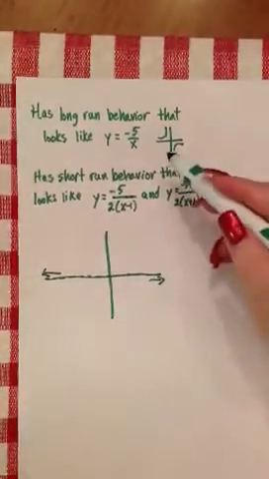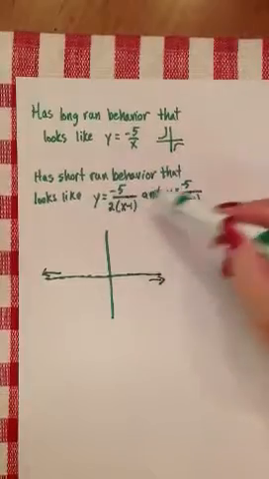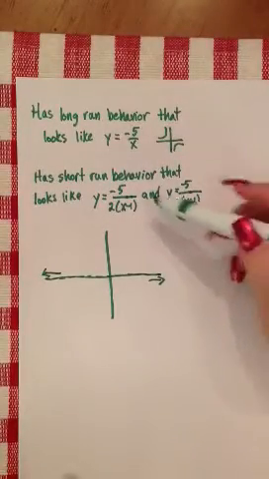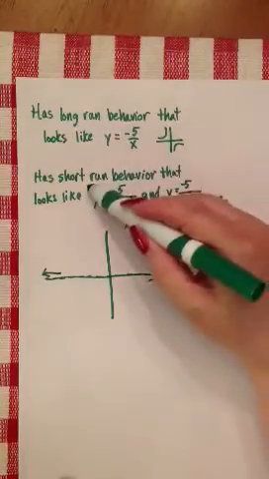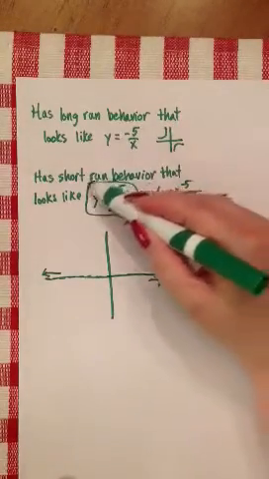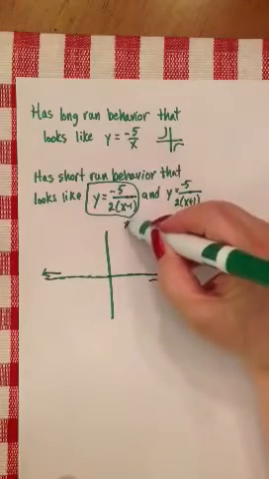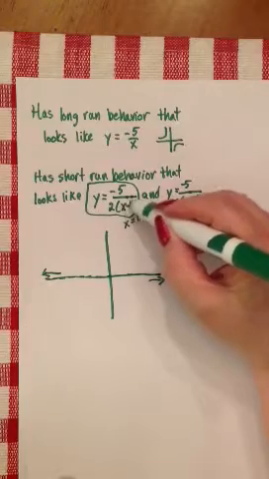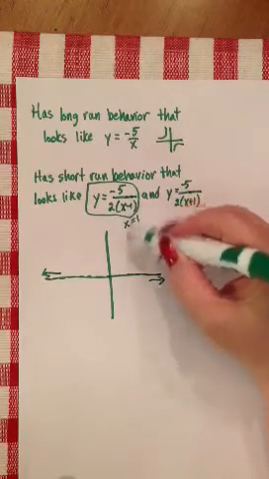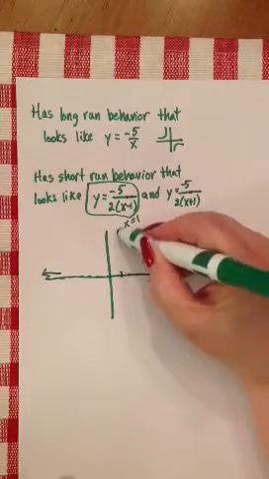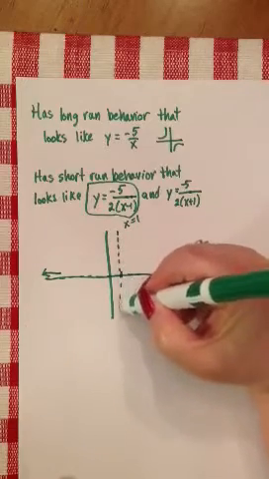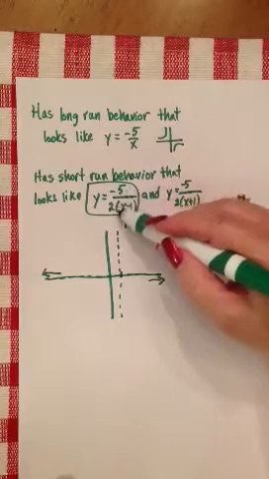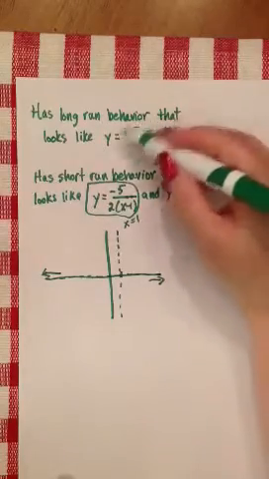All right, then it says it has short-run behavior, and they give me two things. Short-run behavior, remember, is going to talk about vertical asymptotes. So this one here is going to give me a vertical asymptote at x equals 1, because if x was 1, that would be undefined, right? Because 1 minus 1 is 0. So I'm going to have a vertical asymptote at x equals 1. And this one here says it behaves like negative 5 over 2x, which is the same thing as this right here.